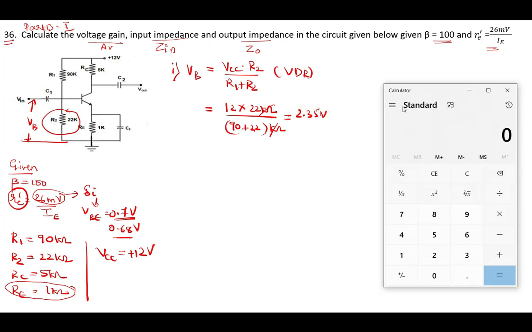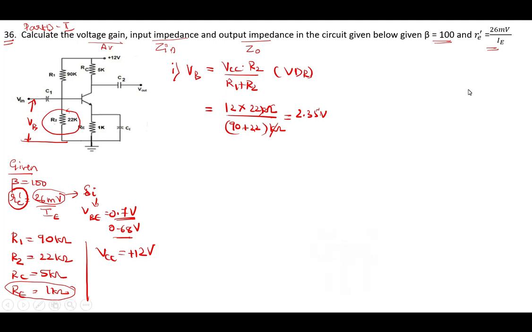2.35 volt. We can check this in the calculator. 90 plus 22 is 112. So we'll just directly do it: 12 into 22 divided by 112. So 2.357, it continues. You can take only 2 decimal numbers. So it is 2.35 volt.